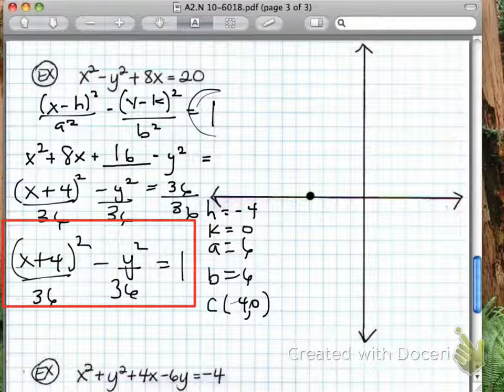So can I find my vertices? Where's the transverse going to go? Is it going to be vertical or horizontal? Vertical, because X is first. Can I find my vertices? Yes. How far from the center are my vertices? 6 units, right? So 1, 2, 3, 4, 5, 6. Here's one vertex, and the other one is 1, 2, 3, 4, 5, 6.